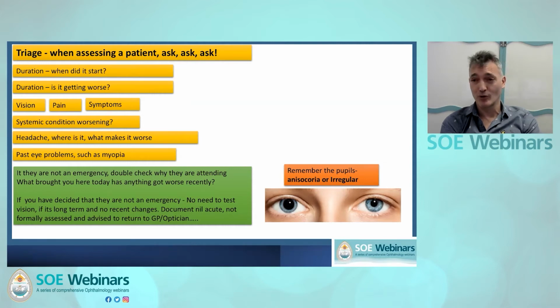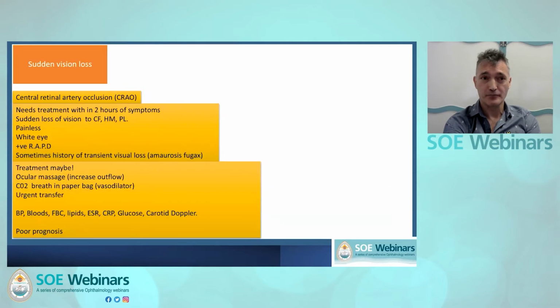And always remember, check the pupils. Pupils are a very, very good sign in ophthalmology. If something's irregular or dilated, fixed, that's very important. It could make a big difference.